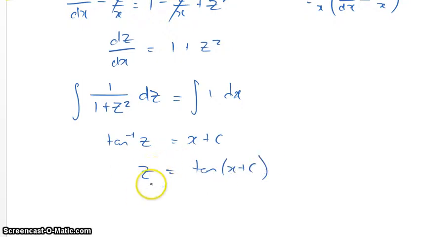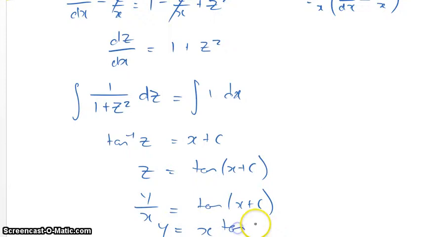But we aren't told this in terms of z, we're told this in terms of y and x. So we substitute back in and we find that the final answer is... sorry, I got that the wrong way around. z is xy, so xy is equal to tan of x plus c, so y is 1 over x tan of x plus c.